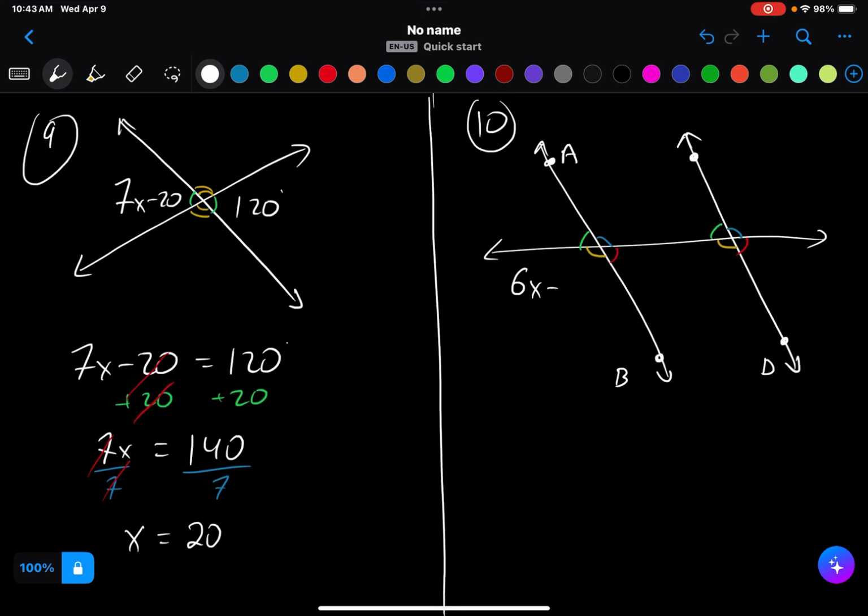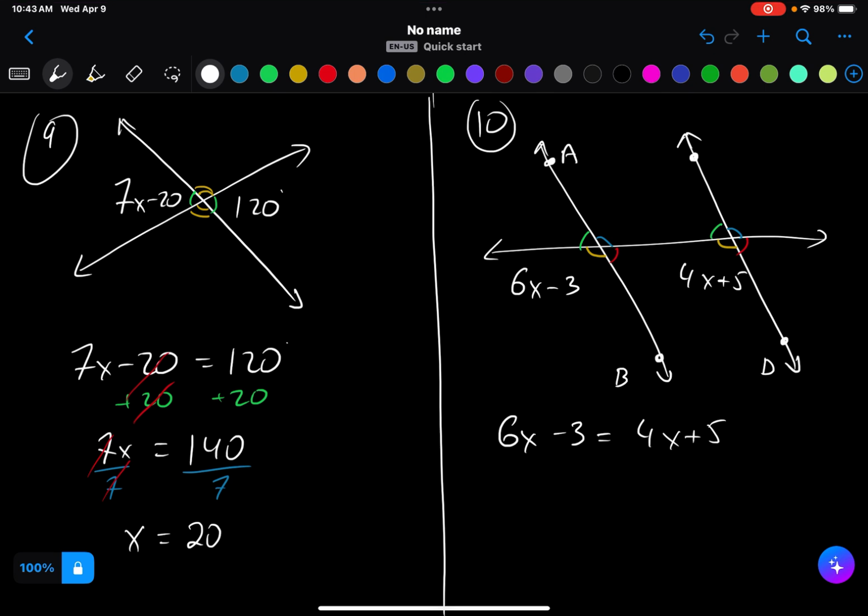I'm giving you these two angles here. And if you're looking at the colors, you're like, oh, they're both the yellow colored angles. They are corresponding, which means they are going to be equal. So set them equal to each other to find x.